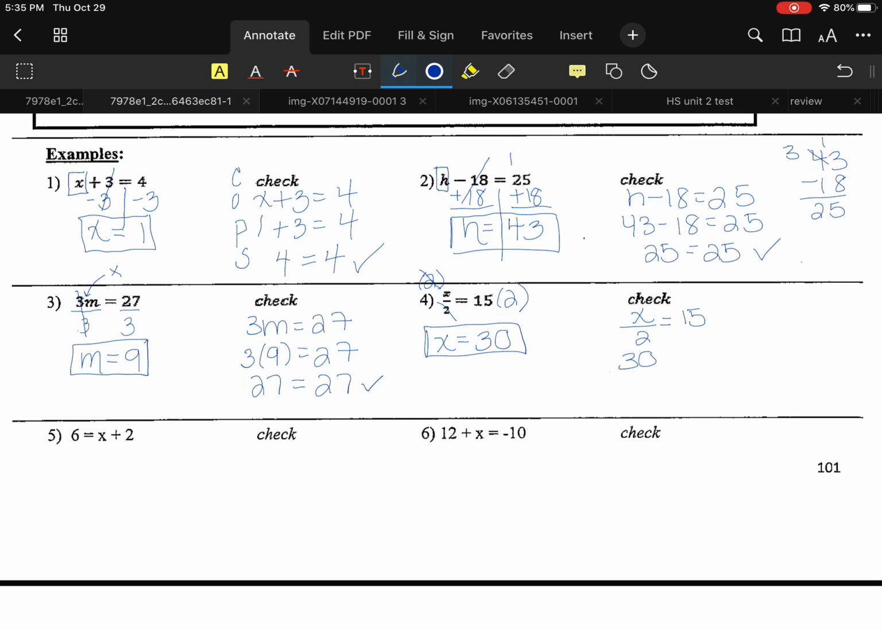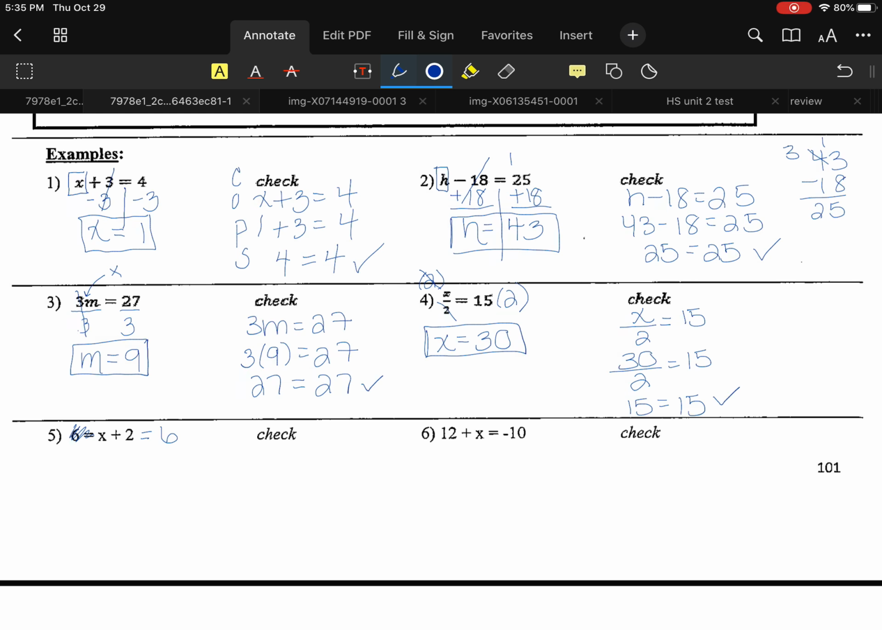I take 30 and I substitute it in for x. So now instead of x over 2, I now have 30 over 2, which means 30 divided by 2. 30 divided by 2 is in fact 15. So I wanted it to come out to be 15. So that's true. Check mark. It checks out.